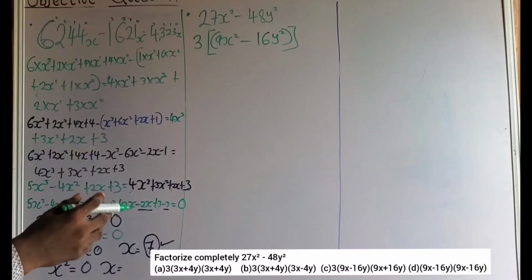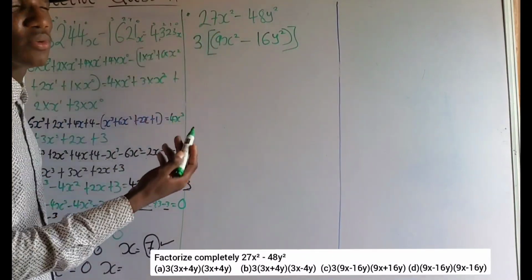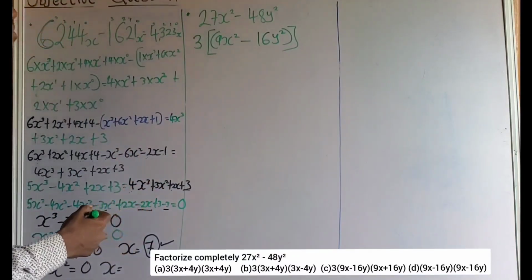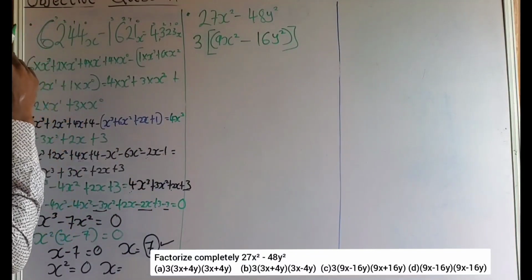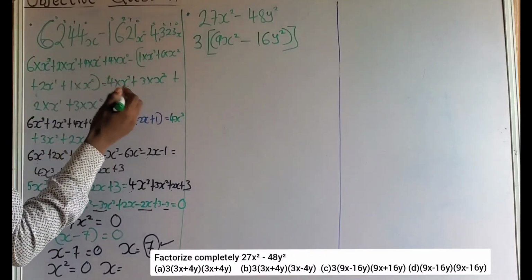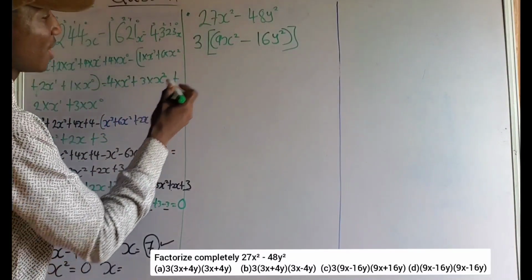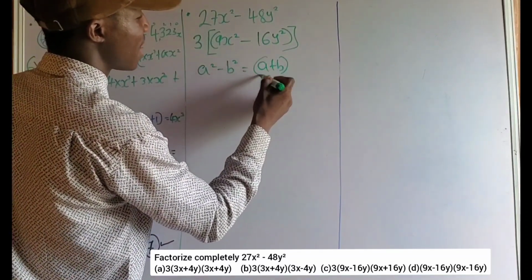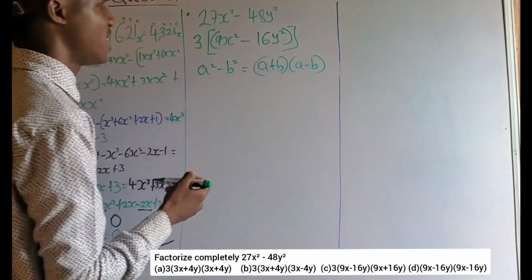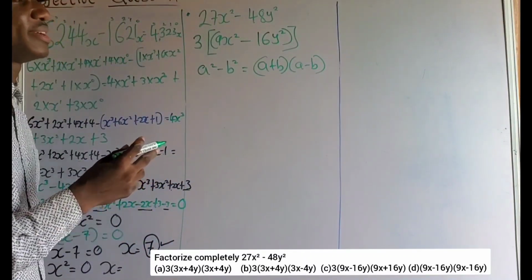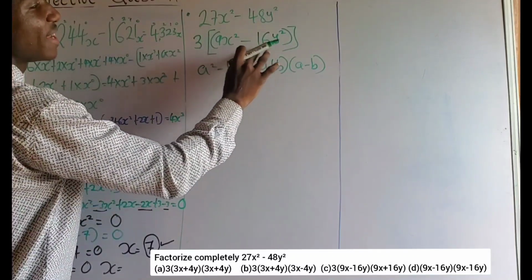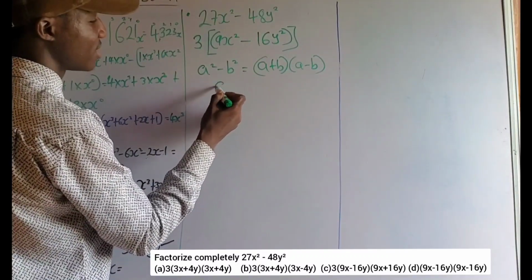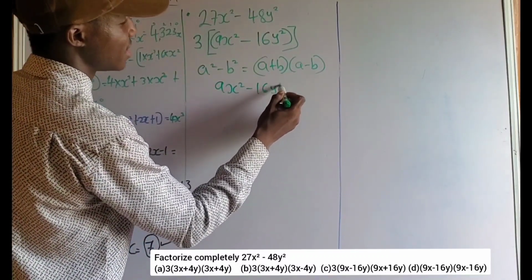Okay, I'm very sure you know what I'm doing. 9 times 3 will give us 27, and 16 times 3 will give us 48. Do you understand? Okay, now from this point I want to do something. Have you heard of the difference of two squares before? If you have a squared minus b squared, this can be written as a plus b multiplied by a minus b. Do you understand? Now, I'm going to use the difference of two squares for the expression that I have inside the bracket. Do you understand? Okay, please pay attention. 9x squared minus 16y squared can be written as what?